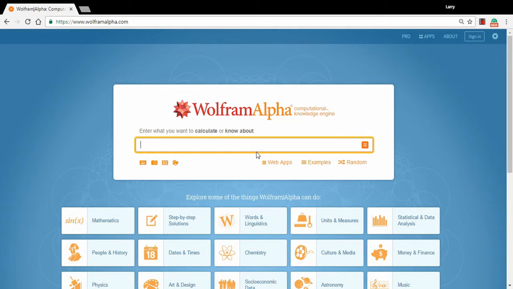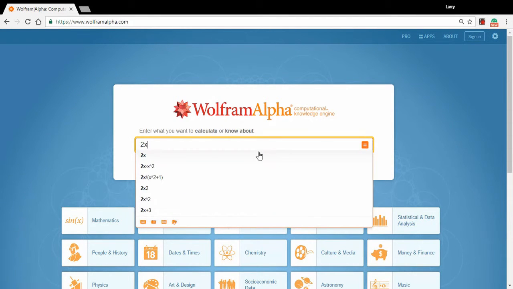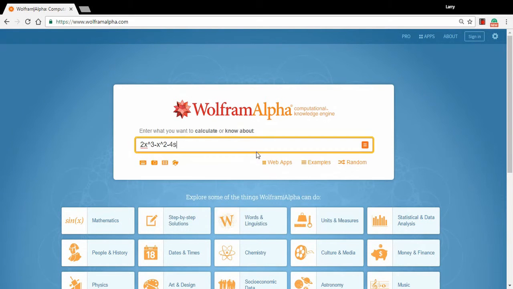Now, if I had to do that problem, it was 2x cubed. Let me type this in. 2x. Now, you have to know how to type these things in. If I want to raise something to a power, I do the Shift 6 and get that little upward pointing arrow. So there's 2x cubed, and then it was minus x squared, and minus 4x, and minus 100.